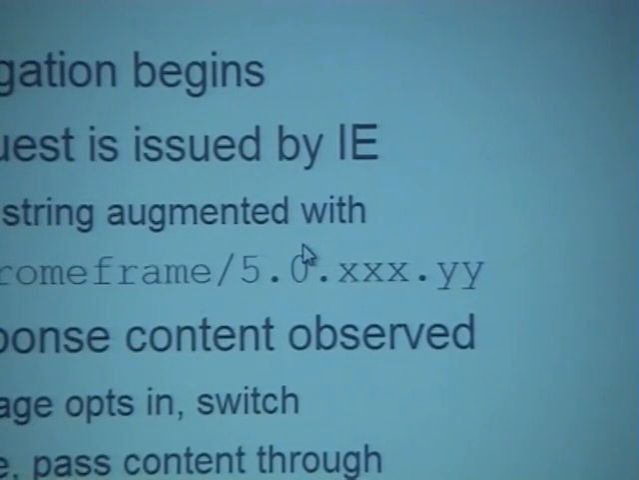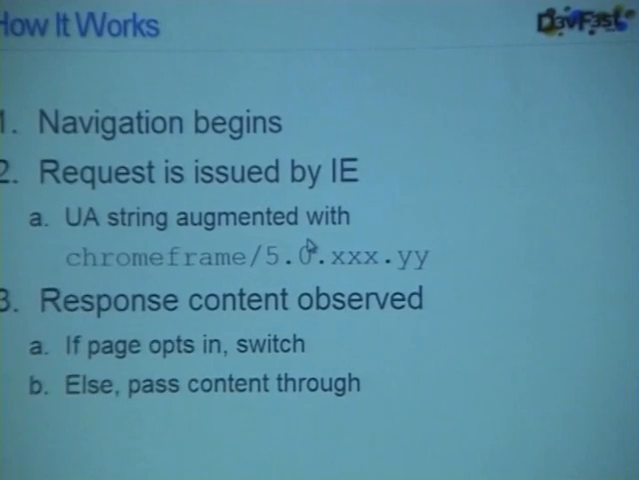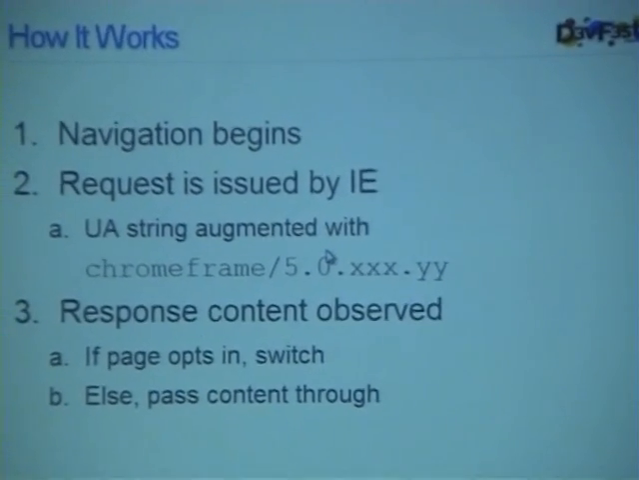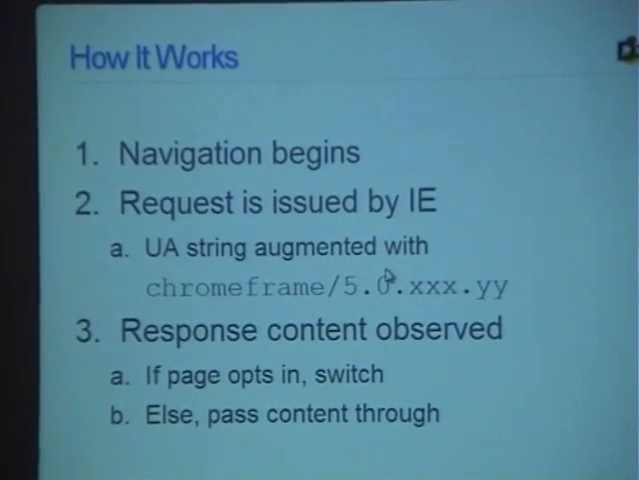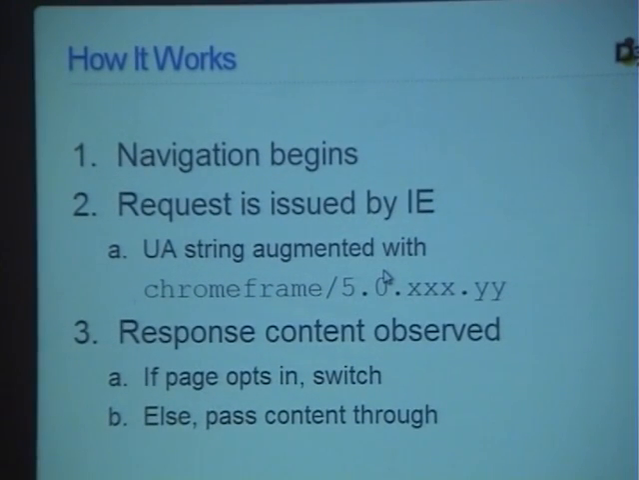Remember that as part of this process, when a request is issued outbound, we always add this Chrome/version number to the user agent so that you can detect on the server side whether or not it's for you. So a request goes out, we add the user agent, and when the request comes back, we observe the content to make sure that we're always catching requests that are destined for Chrome Frame and flipping into that mode.